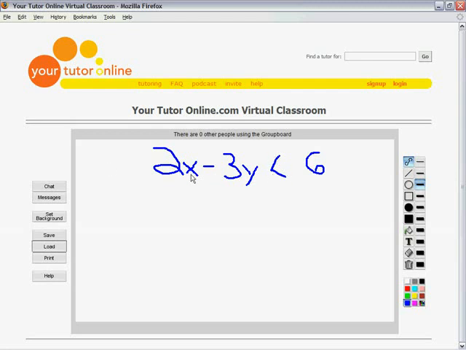Here we have an example: 2x minus 3y is less than 6. For the most part, we're just going to pretend that this less than sign is an equal sign to solve the equation in the slope-intercept form. The only exception is if we multiply or divide by a negative number. When that happens, flip the sign so that it points in the other direction.